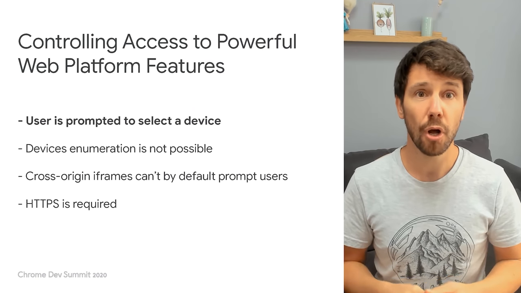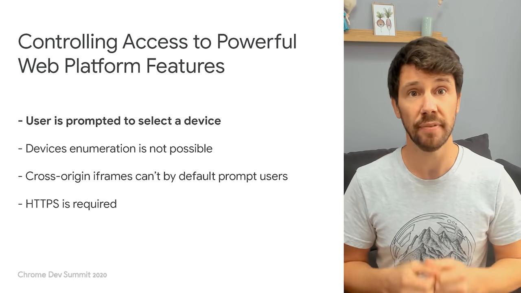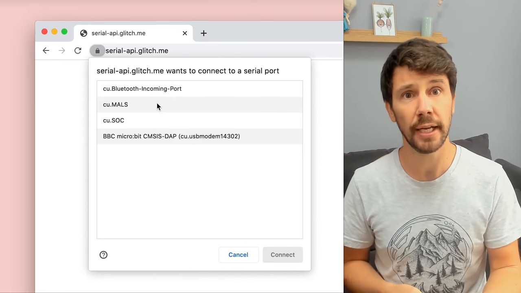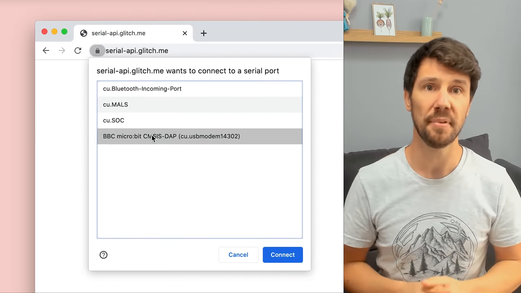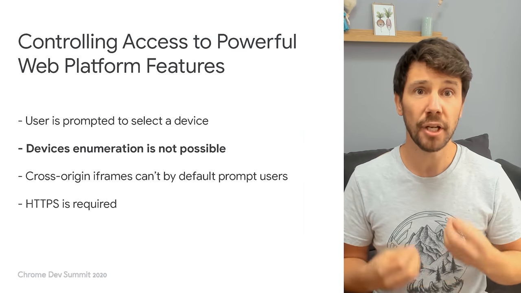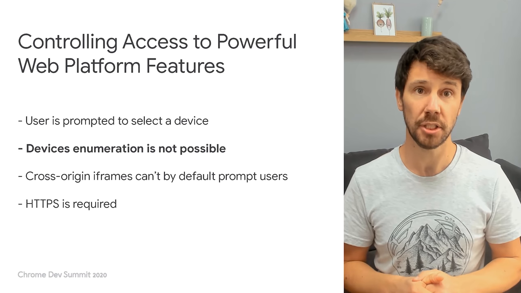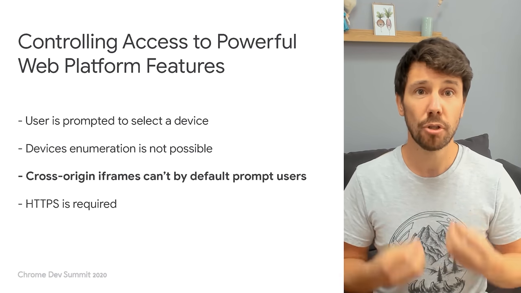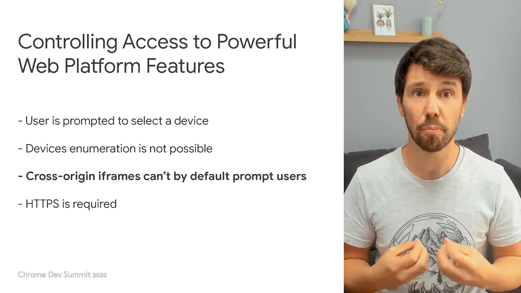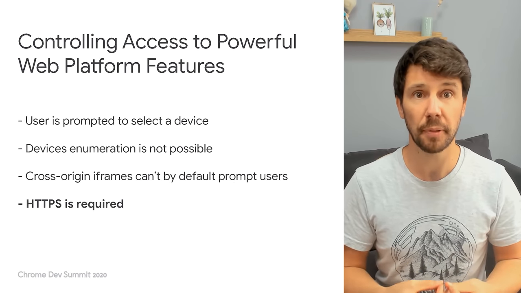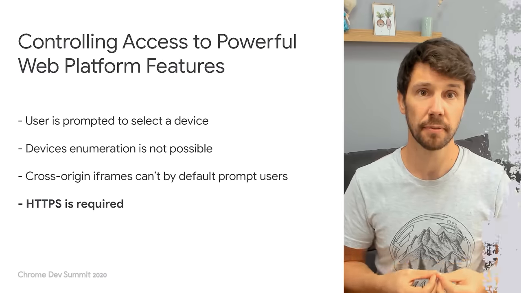And here's how Chrome protects us. First, a web app can't access a device without user permission. The user has to specifically select the device, then grant the web app device access. Unlike native apps, web apps are not allowed to list all connected devices. Cross-origin iframes can't by default prompt users. And of course, HTTPS is required for integrity reasons.